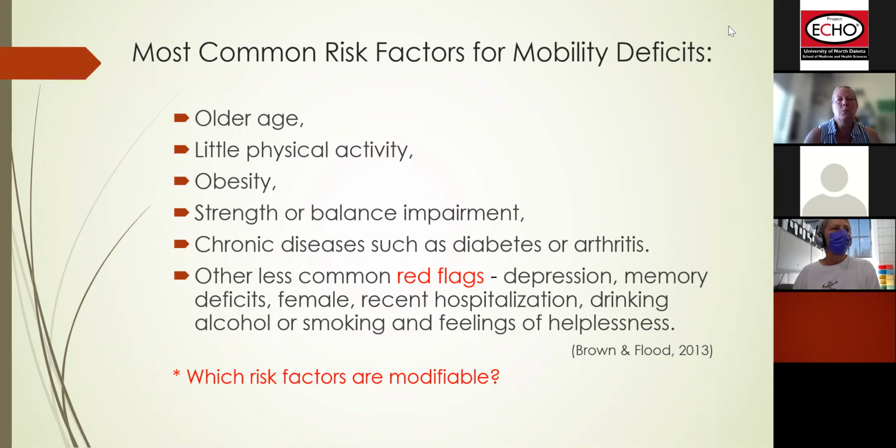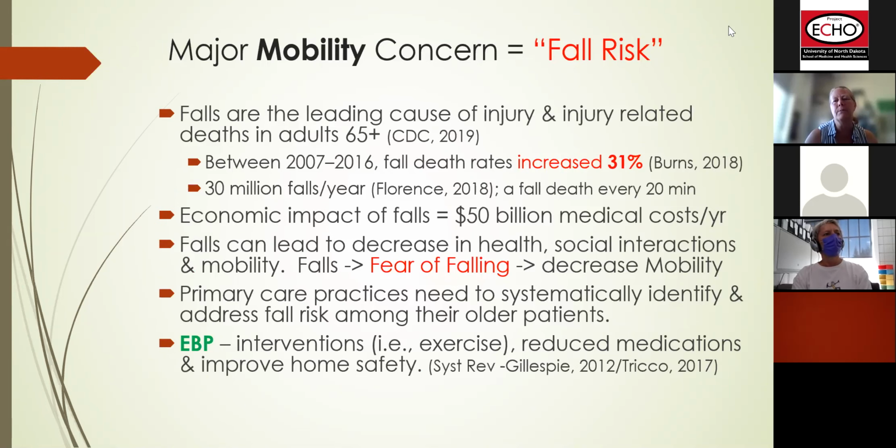Obesity, can we lose weight? Yes. If a person has strength or balance impairments, can these be improved? Yes, with our intervention. Can we control diabetes? With a person being more active, can we limit the effects of arthritis? Not totally, but we could have some influence in that area. So when we talk about mobility, it's very important to consider what we can change and what might be things that we have to adapt to.